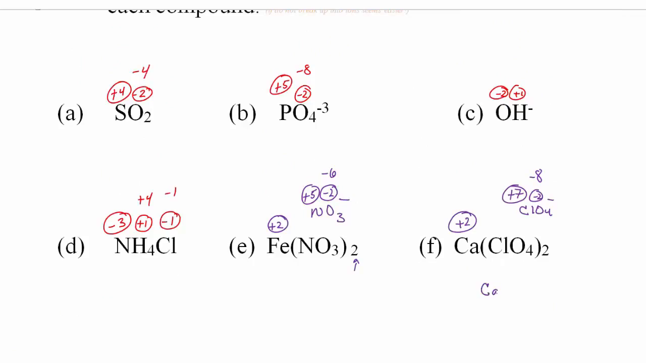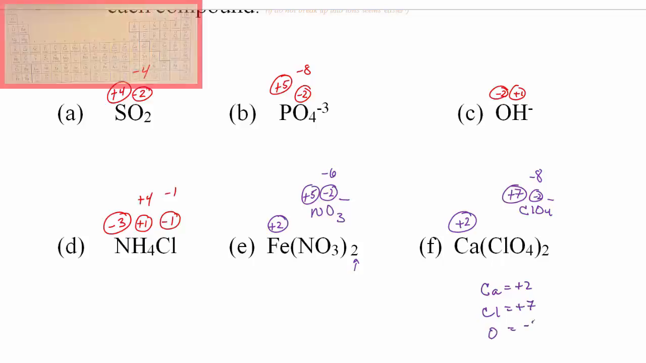So just to clean that up, calcium is a positive 2. Chlorine is a positive 7. Oxygen's a negative 2.